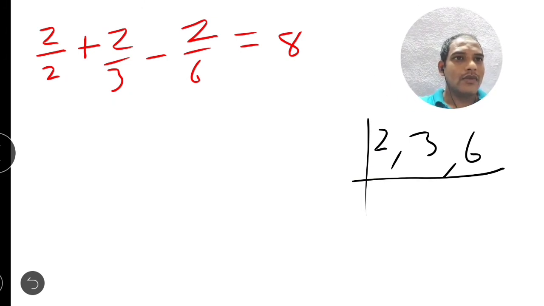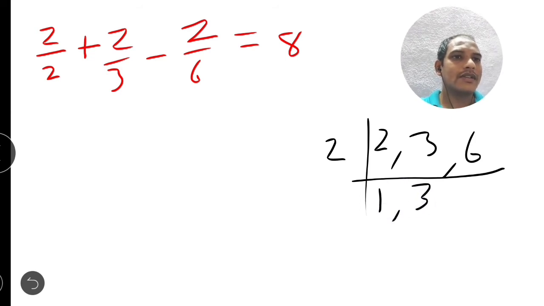So no table, but 2 and 6 both are coming in 2 table. So first I am taking the 2 table. 2 1s are 2. 3 is not coming in 2 table, so then write as it is. 6 is coming in 2 table, it is 3 is a, so 3 2s are 6.